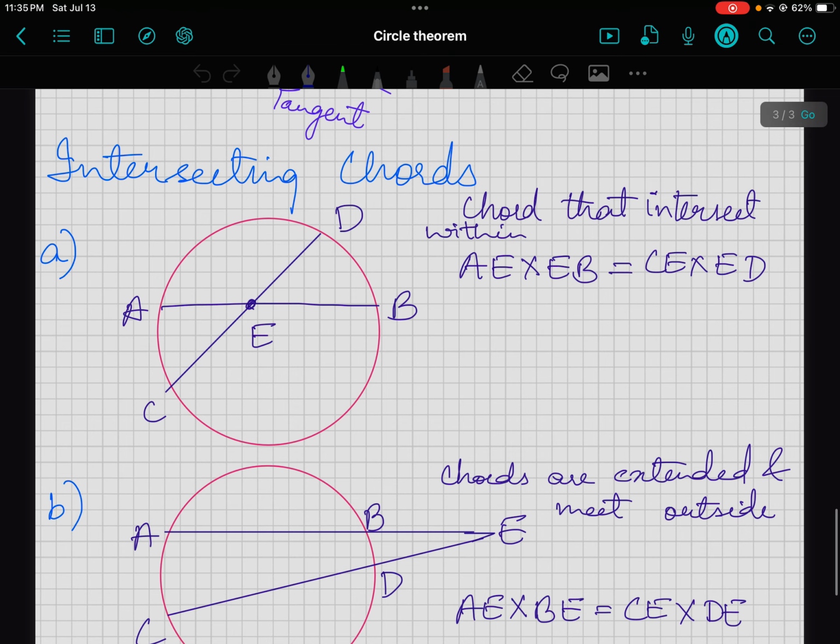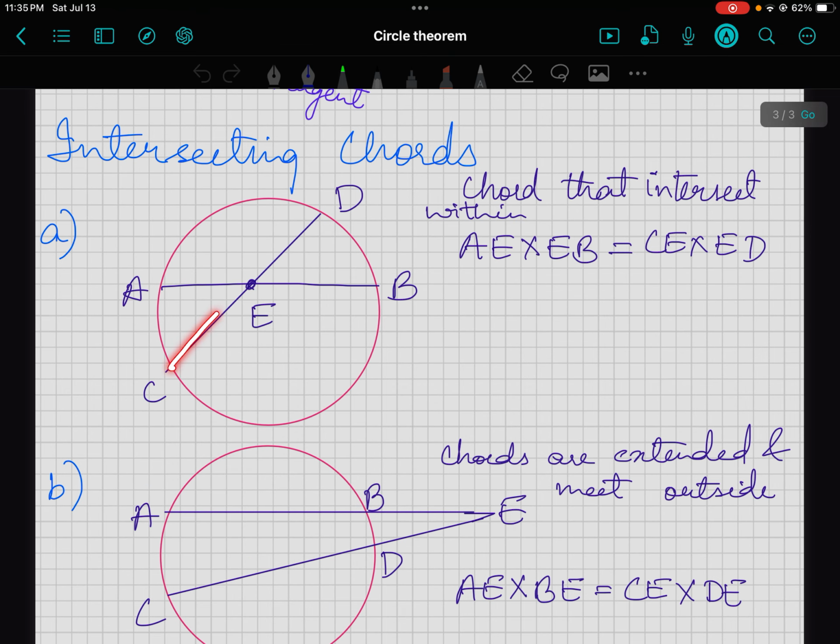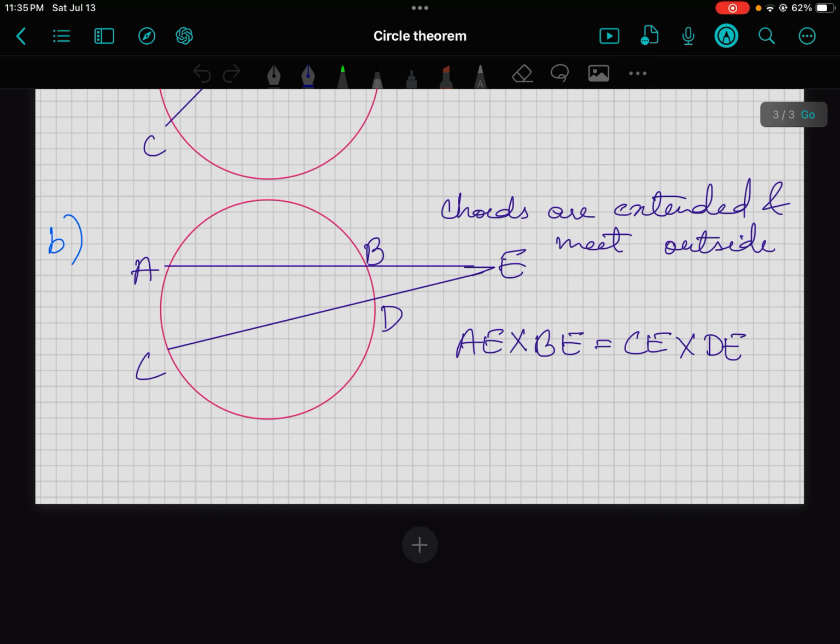Now, there are two types of intersecting chords. One which are intersecting inside the circle like this, and the other which, when we produce them, meet at some point outside the circle. For intersecting chords inside the circle, AE multiplied by EB is equal to CE multiplied by ED. Okay, this is the formula. For the other set of chords which are meeting outside, AE multiplied by BE is equal to CE multiplied by DE.